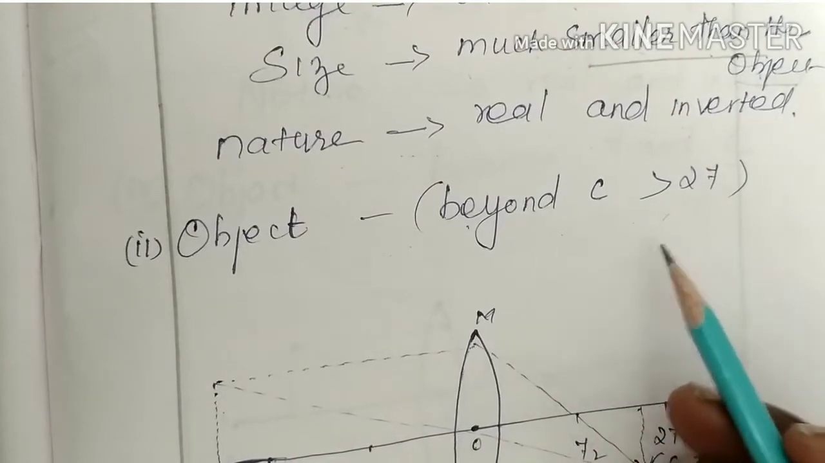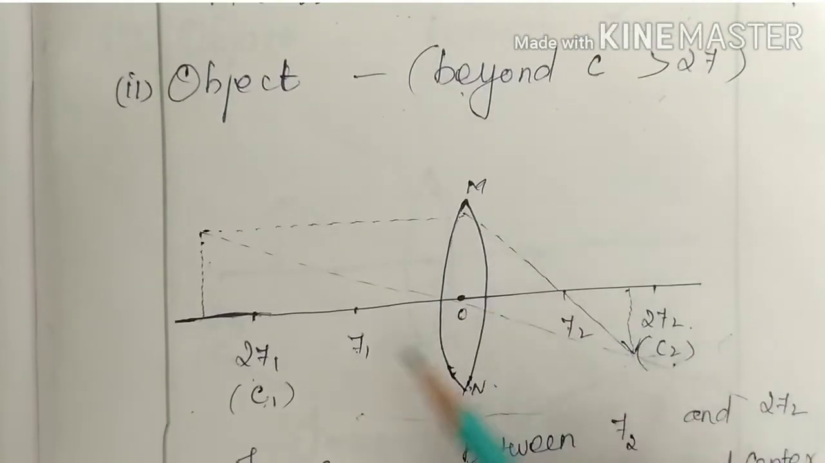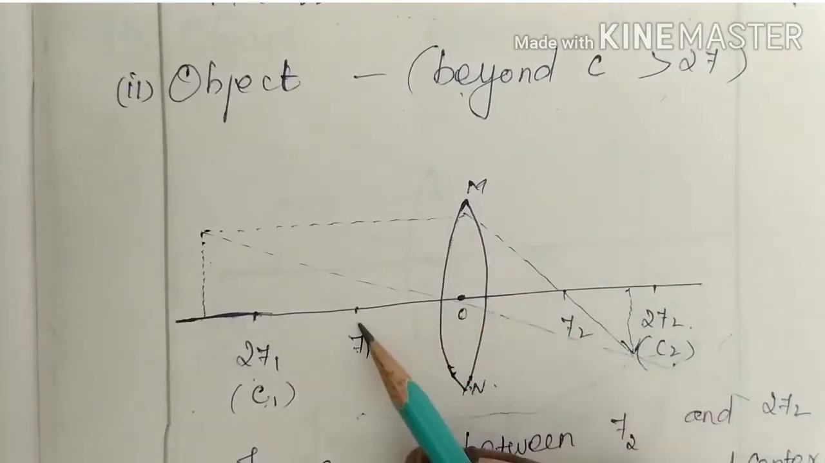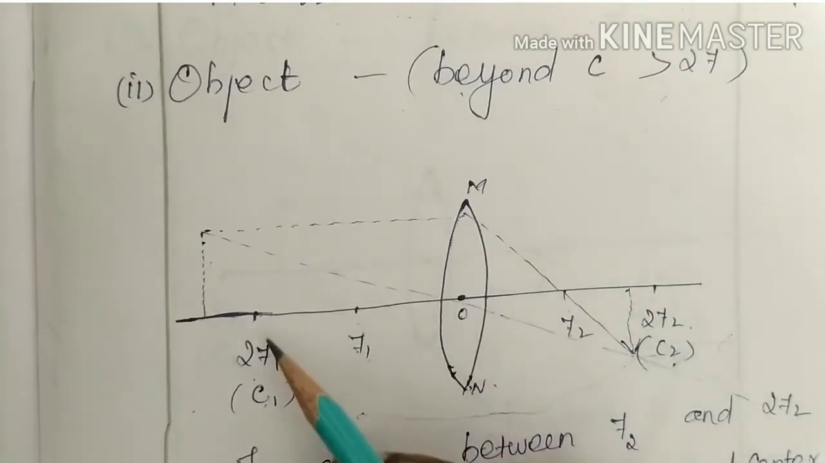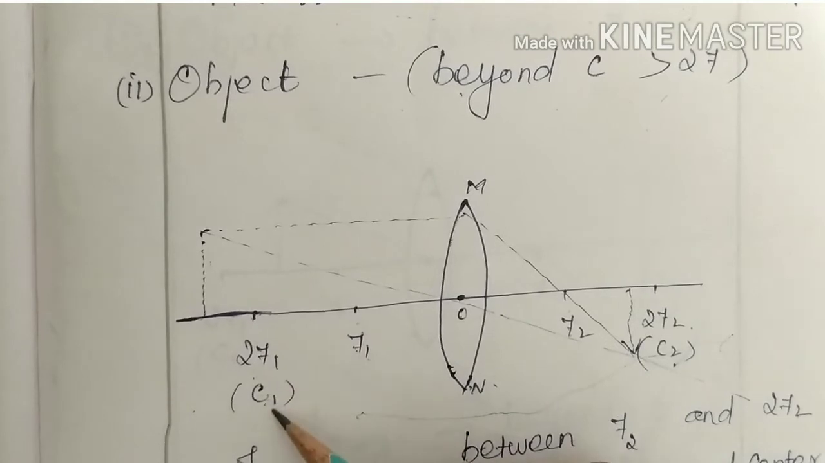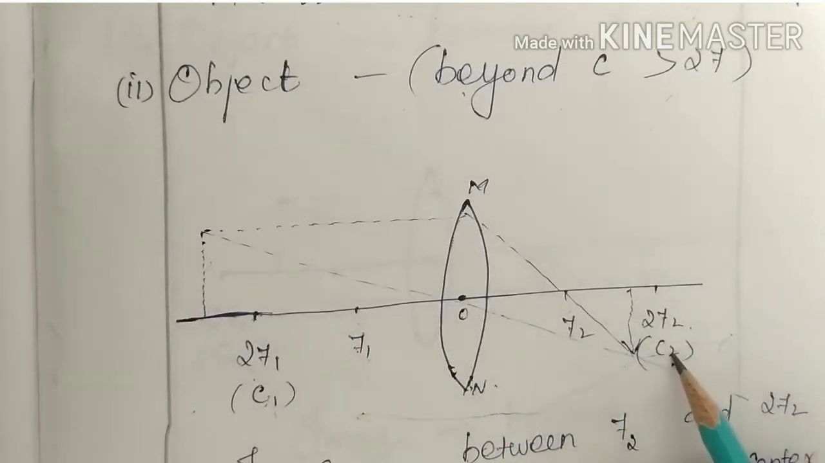The second one: if the object is beyond C, or greater than the 2f position, where can we get the image? Listen here. See, this is the convex lens, this is the optic center, this is the principal focus, on both sides f1 and f2 we have to mention, then 2f1, that is the center of curvature c1, and here the center of curvature c2.